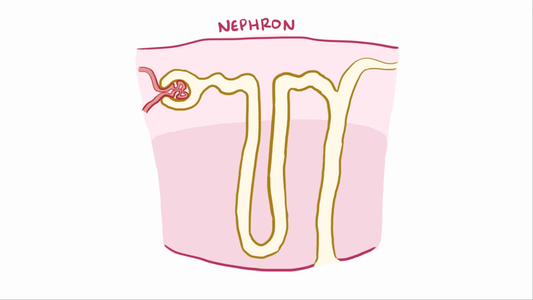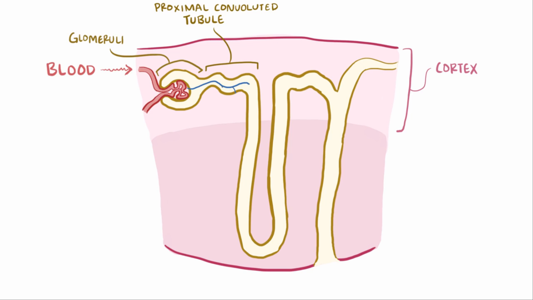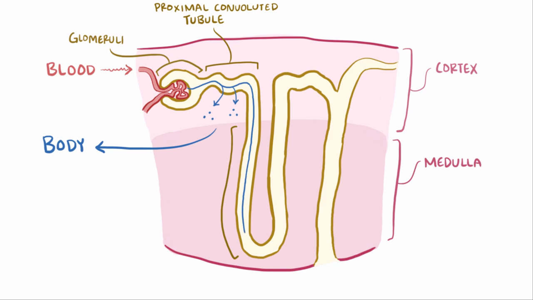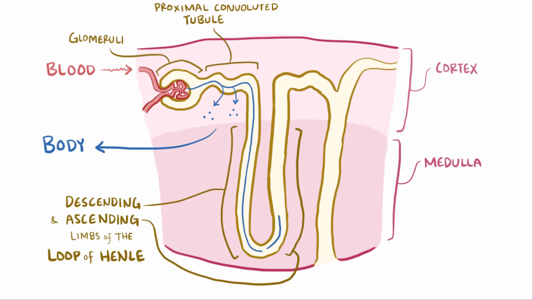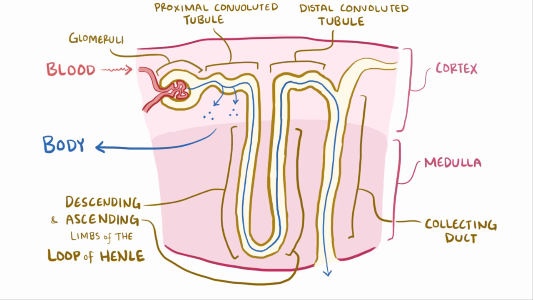Alright, so the outer layer of the kidney is called the cortex, and this is where the glomeruli live, which is where blood is initially filtered into the nephron, as well as the proximal convoluted tubule, where some of the filtered substances are reabsorbed back into the body. The filtered substances, or filtrate, that don't get reabsorbed then moves down the medulla via the descending and ascending parts of the loop of Henle. The filtrate then goes back to the cortex just briefly in the distal convoluted tubule, and then returns back to the medulla in the collecting duct.